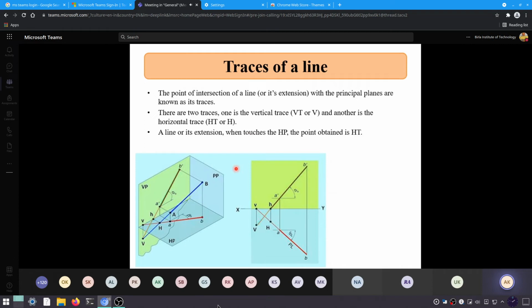What is horizontal trace and what is vertical trace? Sir, please repeat it once. Yeah, I'll repeat it. I'll repeat it again. Don't worry about it.